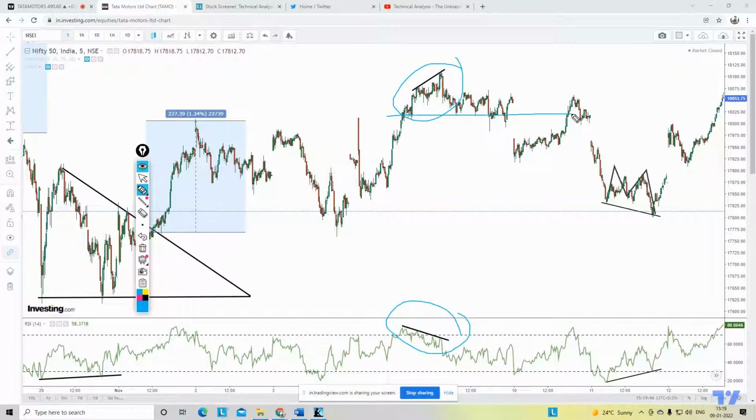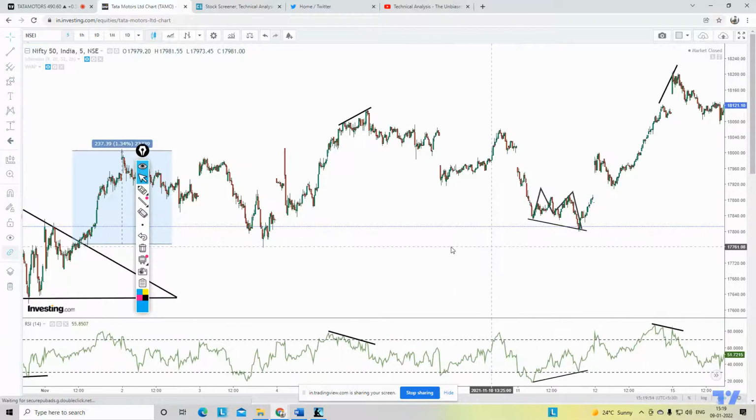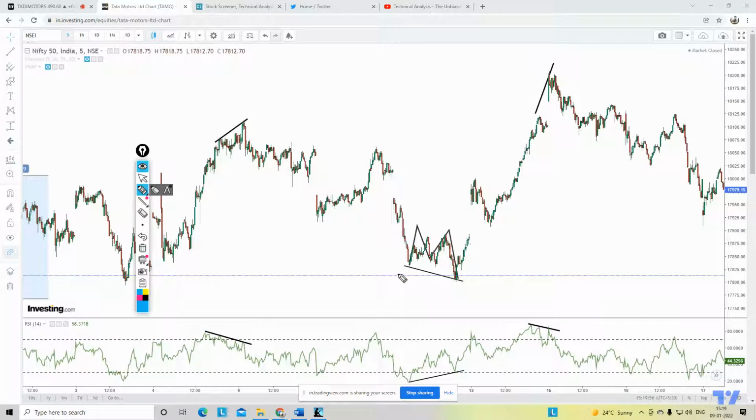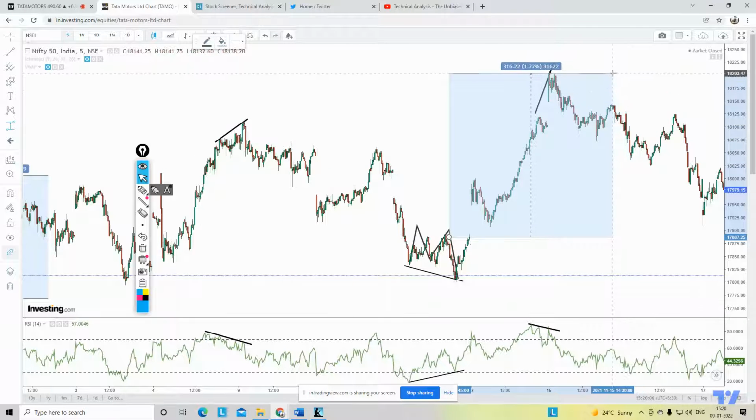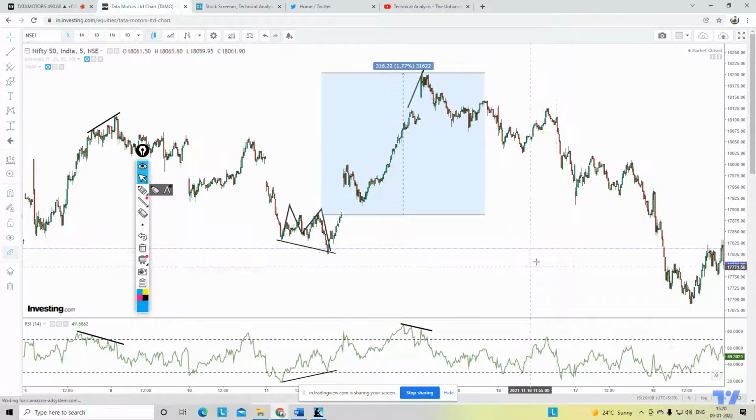And the moment it broke this area, it broke with the gap, correct? Now, sorry, now coming ahead, again you see it formed an M pattern over here. It formed an M pattern. Again you can see a bullish divergence, right? Again you found a bullish divergence, and then you see it almost had a 316 point rally.